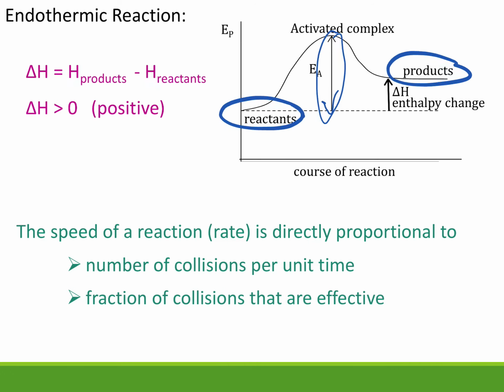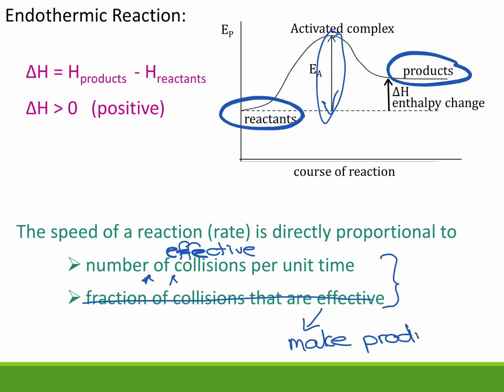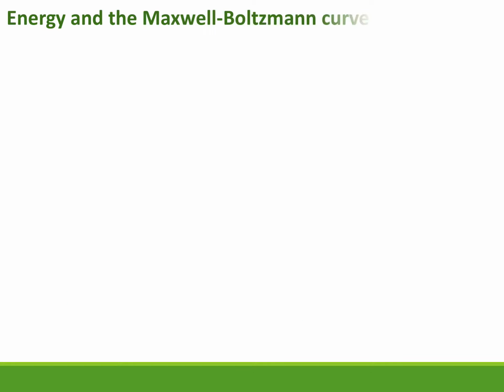So, the speed of the reaction is a combination of these, okay? It really is about the number of, and in fact, we could take this out. We can really say number of effective collisions per unit time. So, it's not just about the number of collisions, but about how many of those collisions are effective. Effective means that they turn into products. Effective means they make the product.